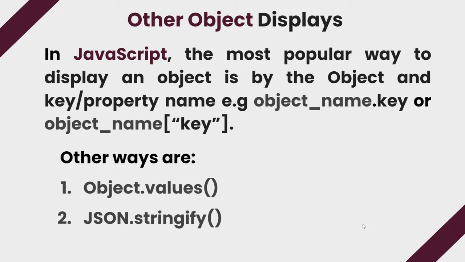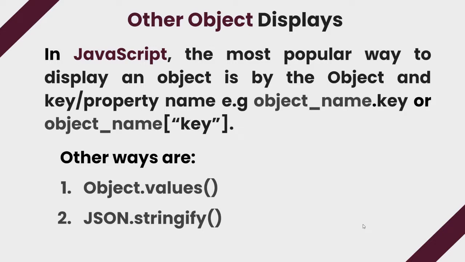So next we have other object displays. Now in JavaScript, the most popular way to display an object is by the object and the key or property name. So we already know this to be the dot notation or the bracket notation. And we can see an example of the dot notation, which is object name dot key, or the bracket notation, which is object underscore name, then with a bracket and the key name within that bracket.